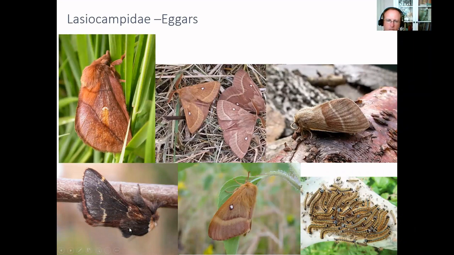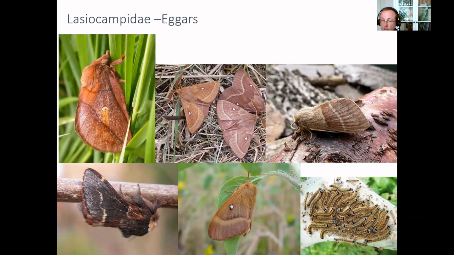December moth is pretty distinctive. There is some funkiness going on with oak egger, which, oak egger versus northern oak egger, is probably a conversation for another day. Well, it's definitely a conversation for another day. I'm not covering them today. But the others, most of them are relatively straightforward once you become familiar with them.